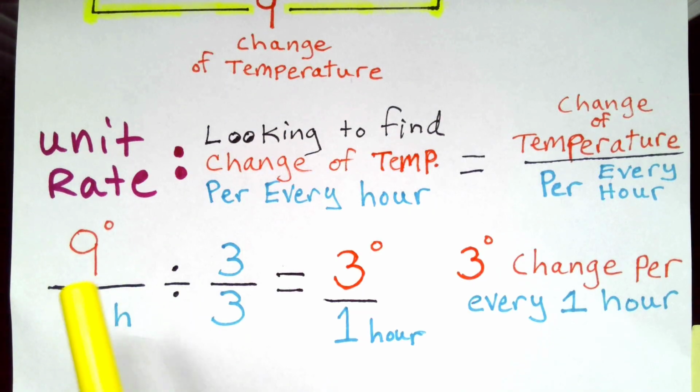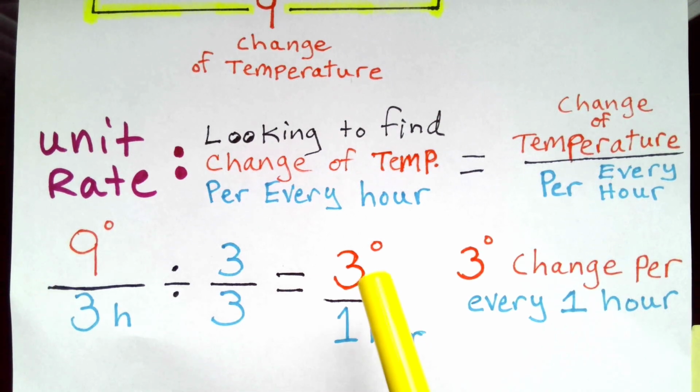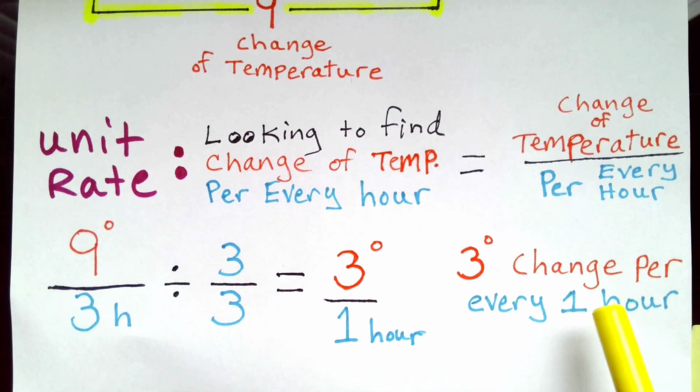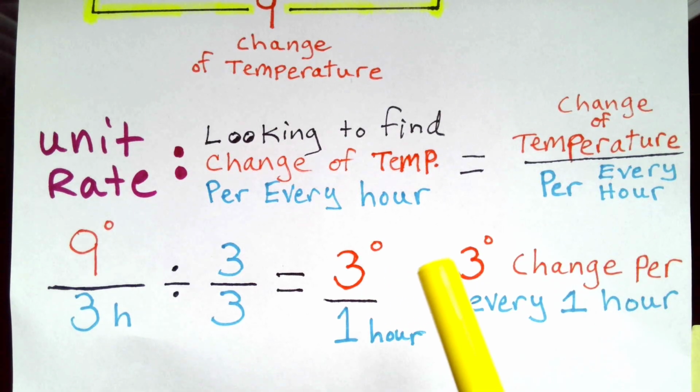What number can I divide in this bottom to create a unit rate, or create a 1? I can divide by 3. But what I do to the bottom, I have to do to the top. So 9 divided by 3 is a 3-degree change. And then 3 hours divided by 3 gives me that unit rate of 1 hour in the denominator's place. So it was a 3-degree change per every 1 hour. And that's what I'm showing you here. It just so happens that my made-up example to this unit rate example is actually test question values. It is a 3-degree to 1 hour change of time.